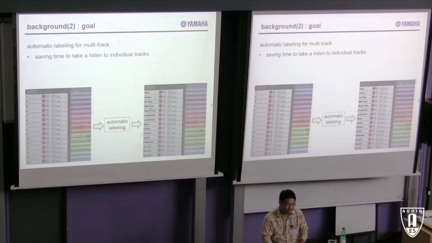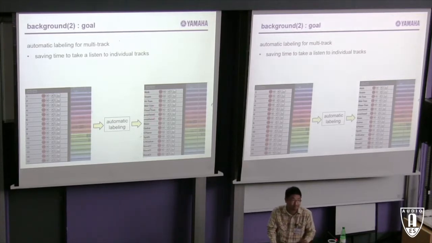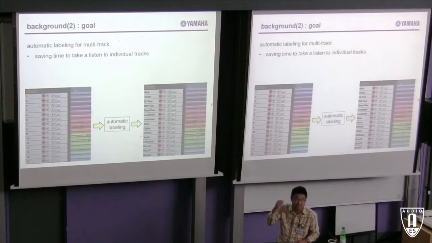So the goal of my project is building such an automatic system that takes multi-track audio as an input, and then the system comes up with track labels like kick, snare, tom, bass, guitar, and so on. This may help you save time listening to individual tracks and giving track labels.